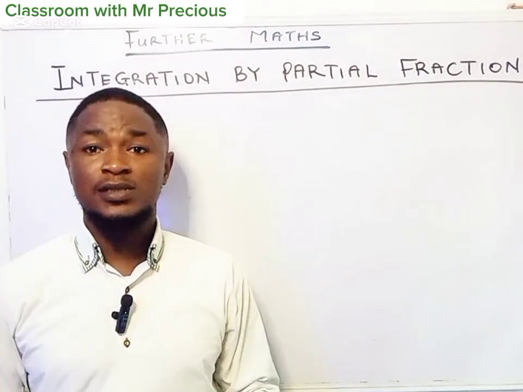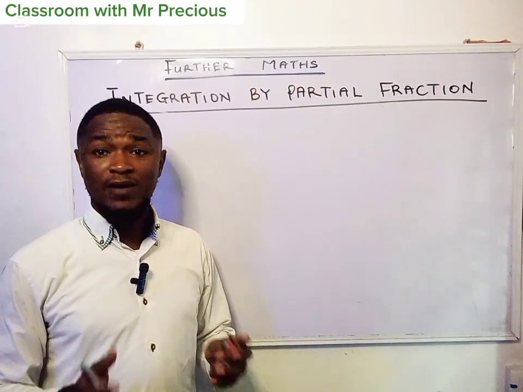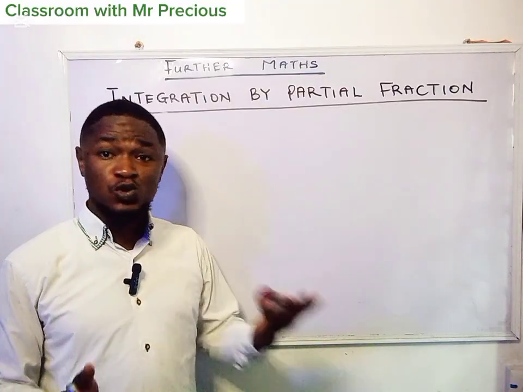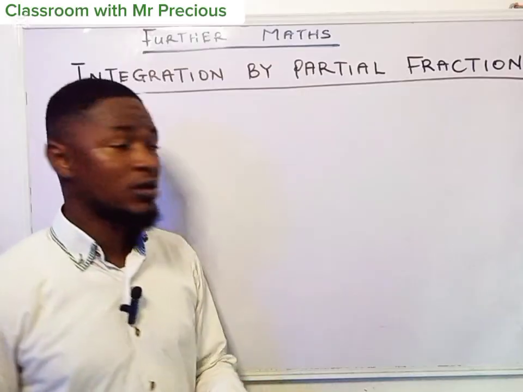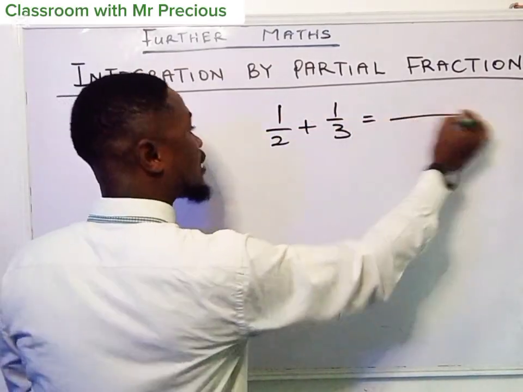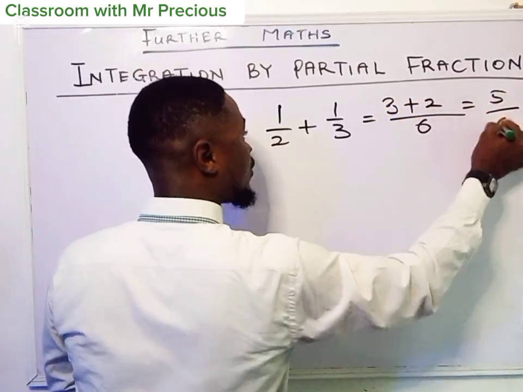Alright, so let's see how to integrate using partial fractions. If you are given a rational expression to integrate, you can simplify it into two simpler fractions. For instance, if I give you 1 over 2 plus 1 over 3, the LCM is 6, so 3 plus 2 is up here. That will give you 5 over 6.